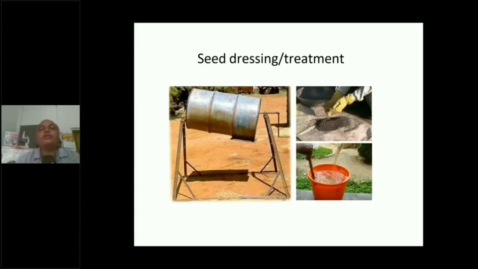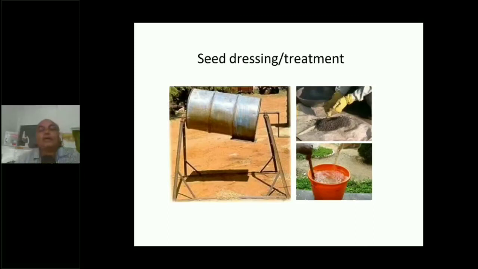You can treat the seed with some seed protectants, like Captan, Thiram, and Vitavax. These are the chemicals generally used as seed protectants. And nowadays we can use Trichoderma, Pseudomonas. These are also biocontrol agents, and we can also use them as a seed treatment to avoid the soil-borne plant pathogens.